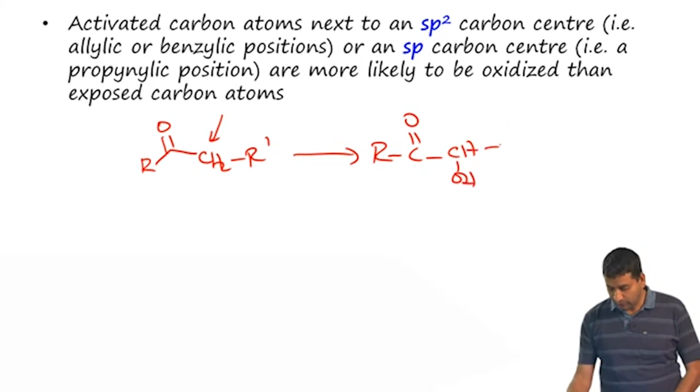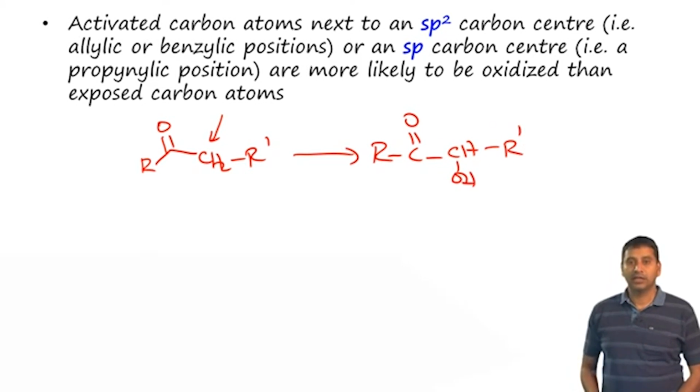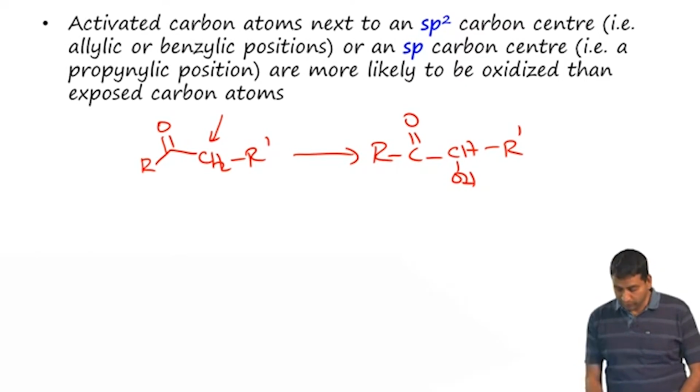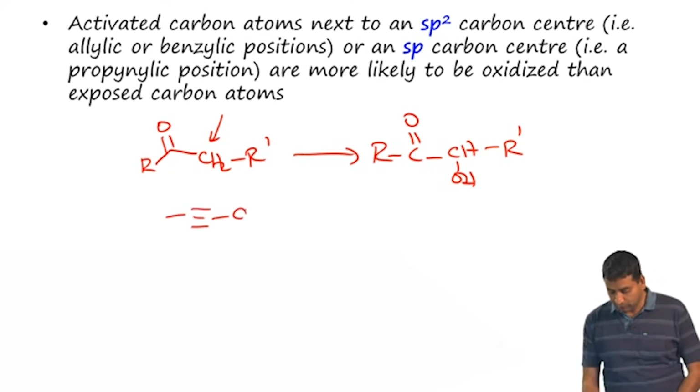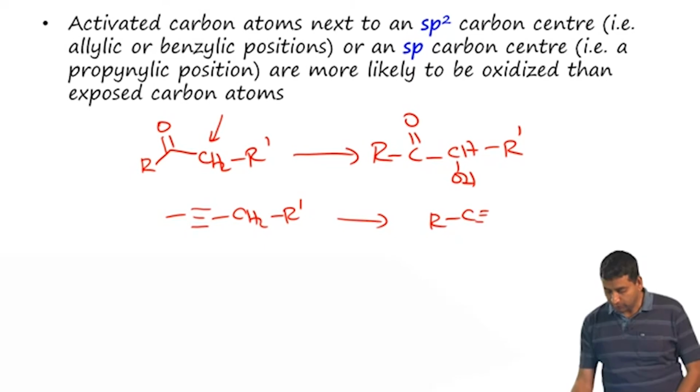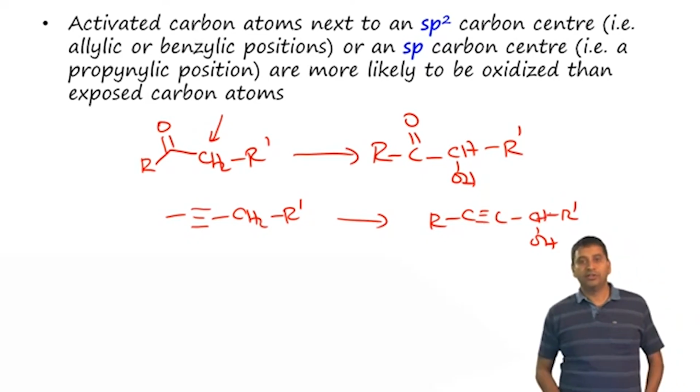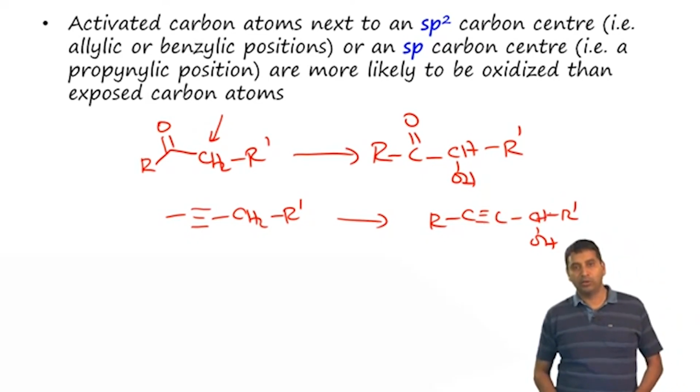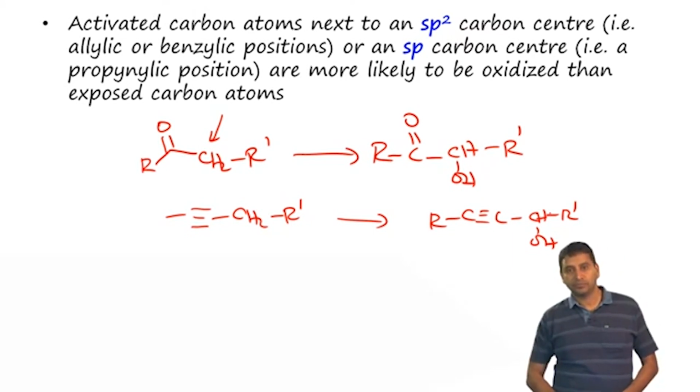OH R prime, right. And as I mentioned earlier, you can also have similarly the sp carbon, which is basically a carbon carbon triple bond, which will form CH2 R prime, can undergo oxidation to R C triple bond C C OH R prime. Okay. So, these are the major reactions that one could expect in the case of sp2 or sp carbons.